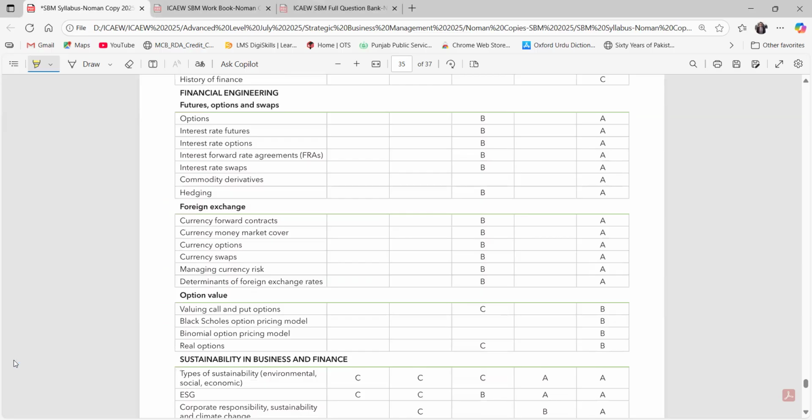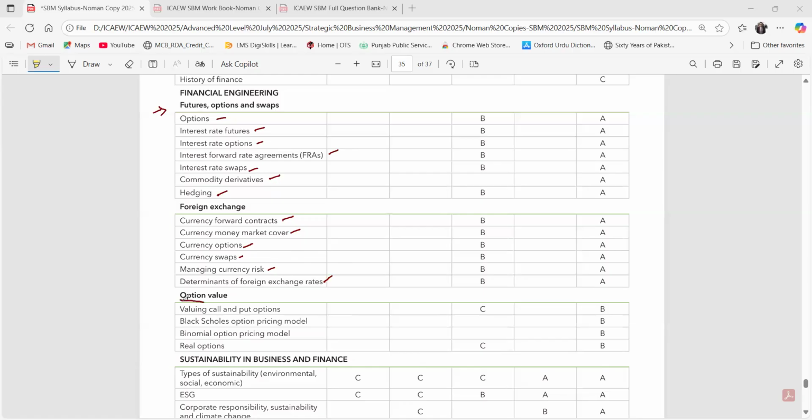Then talking about financial engineering. What is financial engineering? It involves different topics, starting with futures, options, swaps. So these are financial instruments basically. Your financial instruments, your options, interest rate futures, interest rate options, FRA, forward rate agreements, interest rate swaps, commodity derivatives, hedging. Foreign exchange, currency forward contracts, currency money market cover, currency options, currency swaps, managing currency risk, and what are the determinants of foreign exchange rates basically.